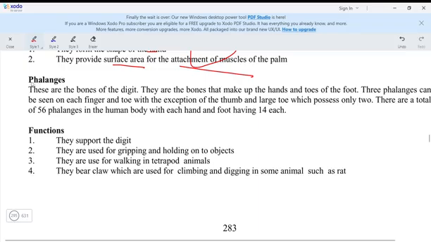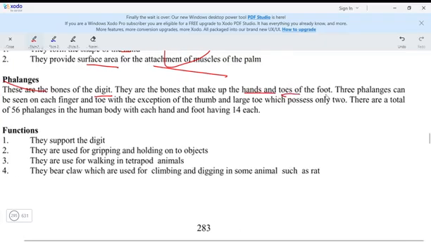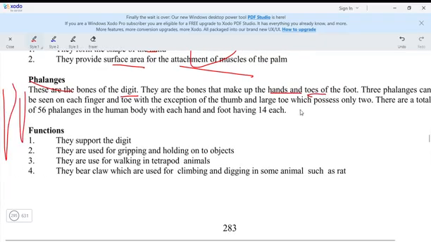Then finally we have phalanges. That means the long fingers are the phalanges. These are the bones of the digits. They are bones that make up the fingers of the hands and the toes of the foot. 3 phalanges can be seen on each finger and toe, with the exception of the thumb and large toe. The thumb and the big toe don't have 3.